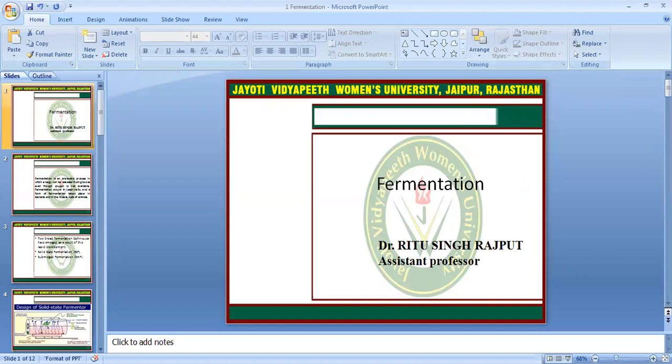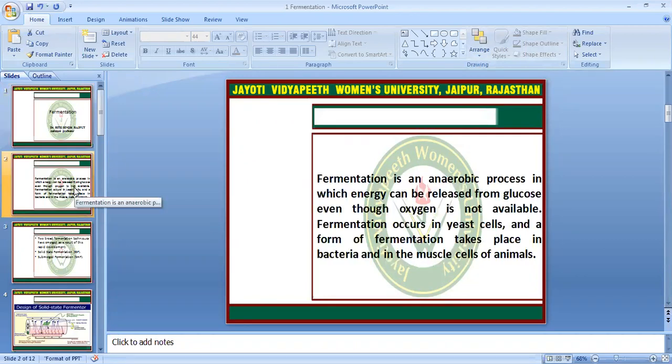Today we are discussing fermentation. What is fermentation? Fermentation is an anaerobic process in which energy can be released from glucose even though oxygen is not available. Fermentation occurs in yeast cells, and a form of fermentation takes place in bacteria and in the muscle cells of animals.